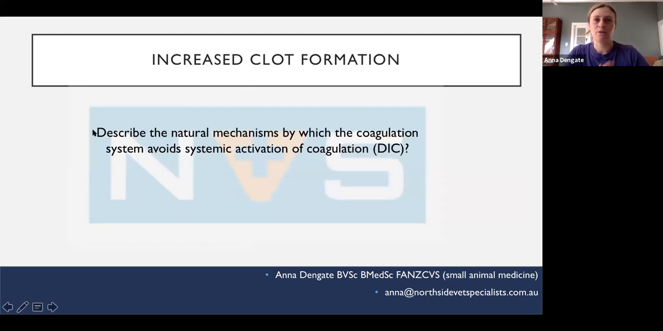So now moving on to our next questions, I feel like we've sort of answered, compare the cascade versus the cell-based models of coagulation. So our next area of interest is increased clot formation, so hypercoagulability. My first question for membership candidates is describe the natural mechanisms by which the coagulation system avoids systemic activation of coagulation, or DIC. So what helps to localize coagulation to the site of injury? And we've talked about it already.